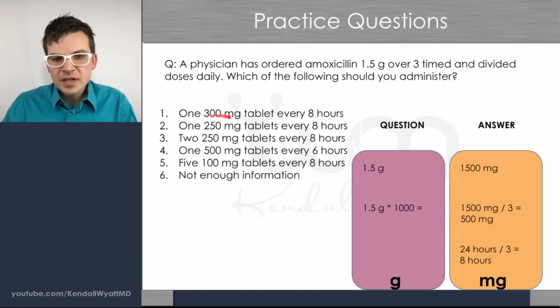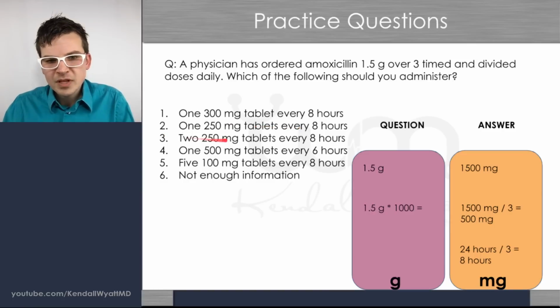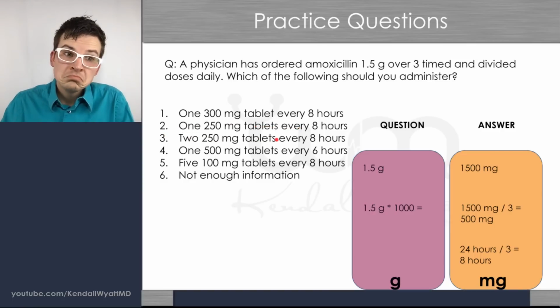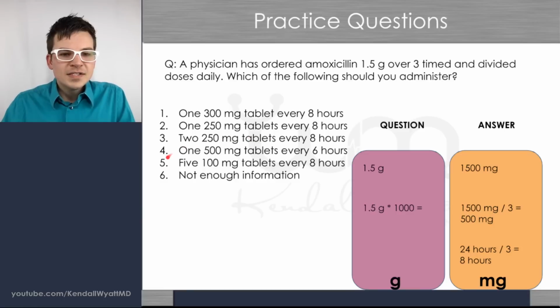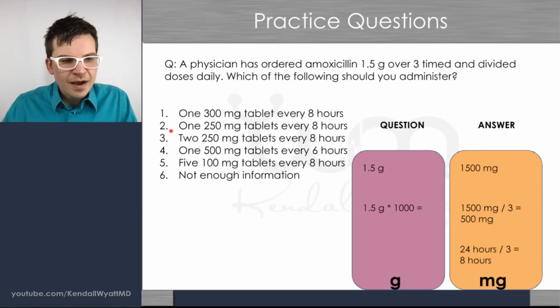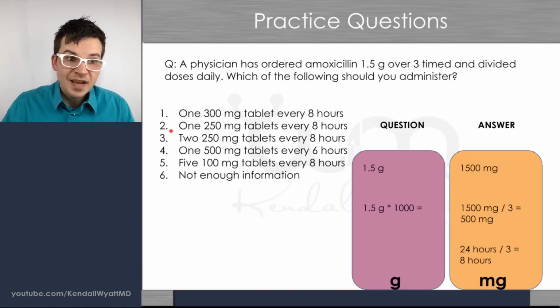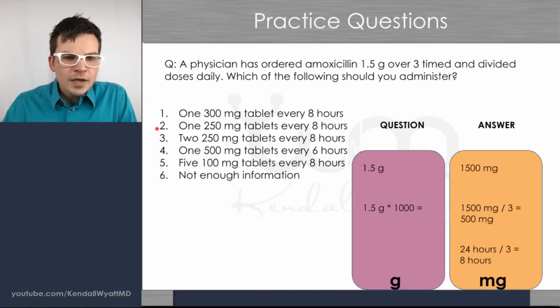So 1 300 milligram tablet? Nope, wrong. 1 250 milligram tablet? Wrong. 2 250 milligram tablets every 8 hours? Sounds right. It's not, oh wait. What's happened now? More evilness, right? Yeah, exactly. 1 250 milligram tablet every 8 hours is wrong. But 2 250 milligram tablets every 8 hours, that's correct.